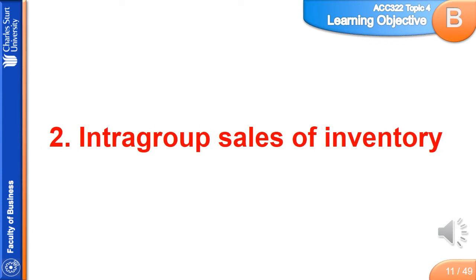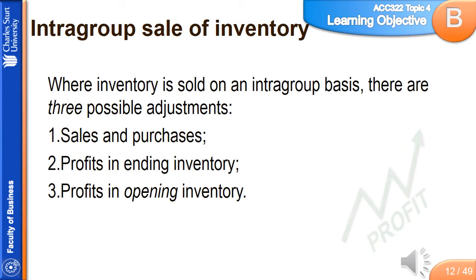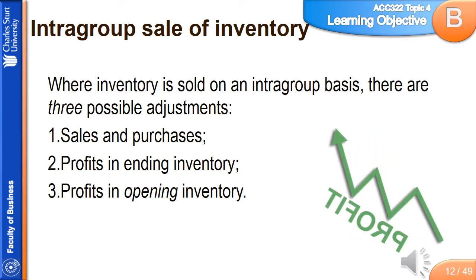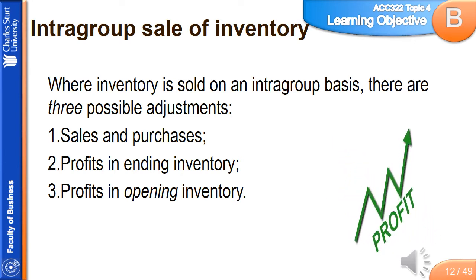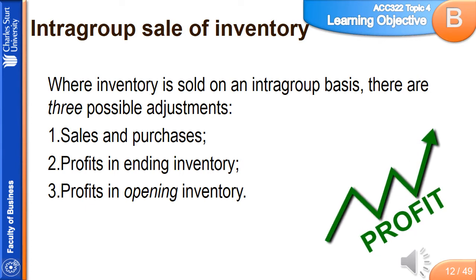Moving on to the second type of intragroup transaction, which is the sale of inventory. So when inventory is sold on an intragroup basis, there's 3 possible adjustments. So 3 different scenarios. The first one, sales and purchases, which is the easiest.